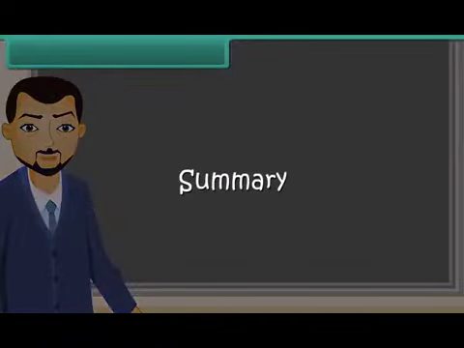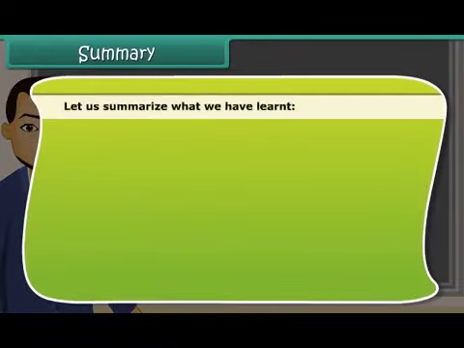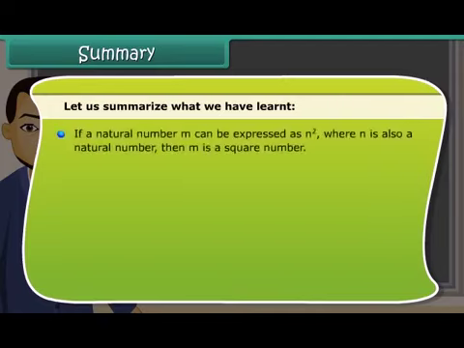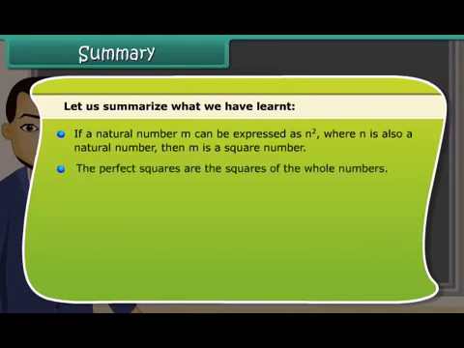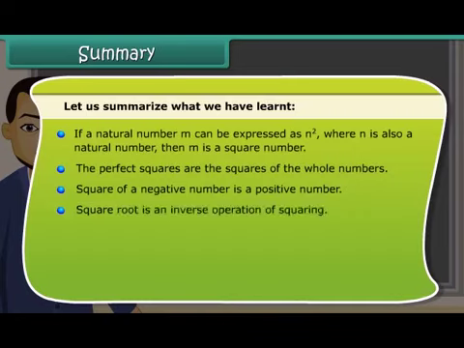Summary. Let us summarize what we have learned. If a natural number m can be expressed as n square, where n is also a natural number, then m is a square number. The perfect squares are the squares of the whole numbers. Square of a negative number is a positive number. Square root is an inverse operation of squaring.